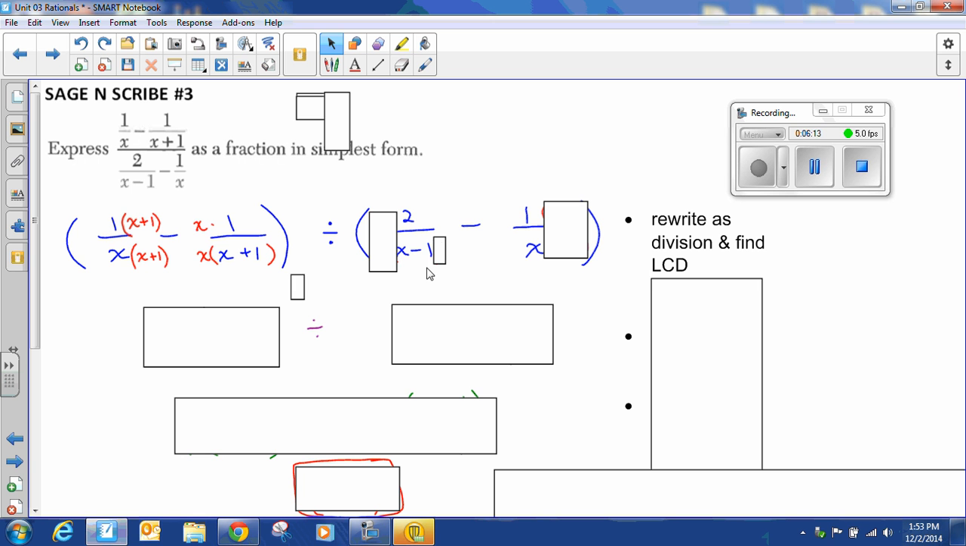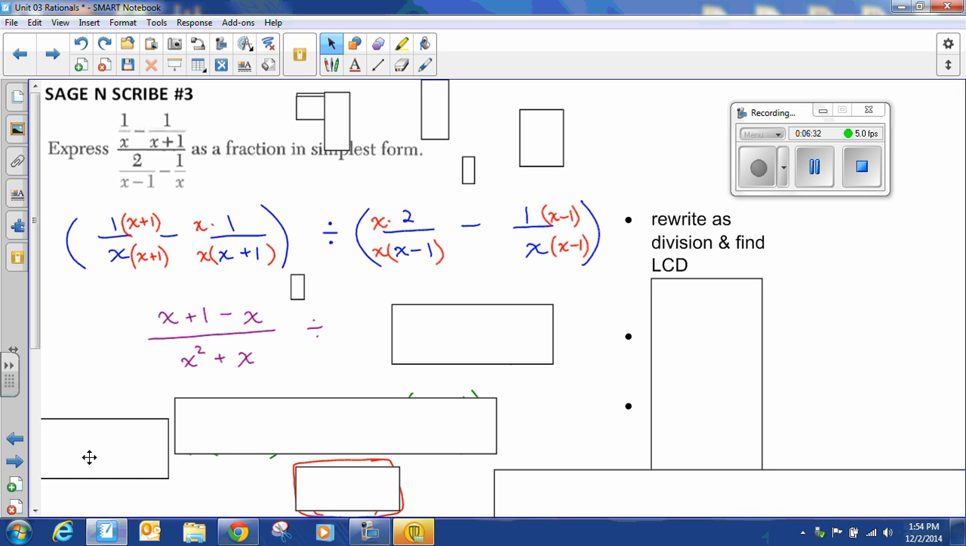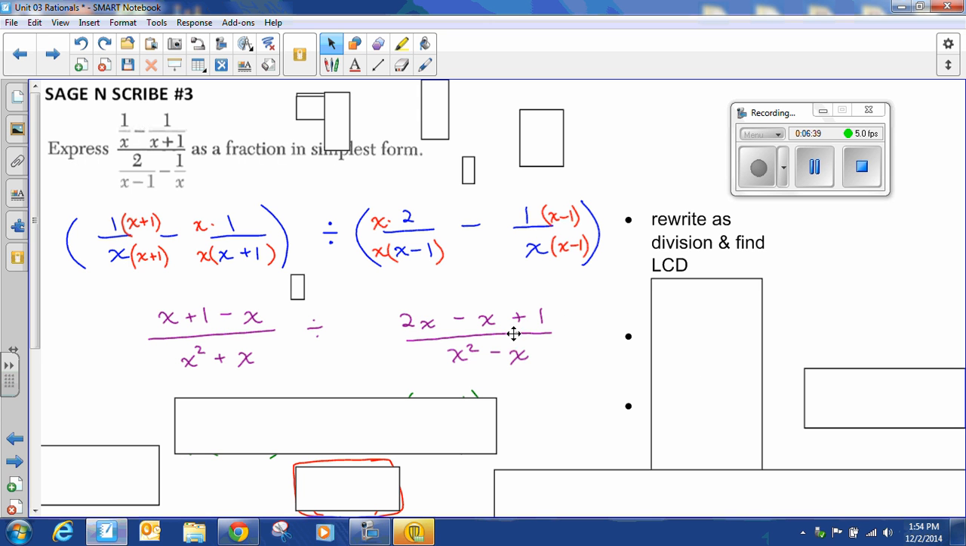Over here we have x minus 1, and we have x, so that means we need to multiply this denominator by x minus 1 and the numerator by x minus 1. Over here we're missing an x, so we multiply these by x. Here you must distribute. Luckily we're distributing a 1, which keeps everything the same. So it's just x plus 1 minus x over x squared plus x divided by 2x minus x plus 1 all over x squared minus x. So now we've written it as a shared denominator.